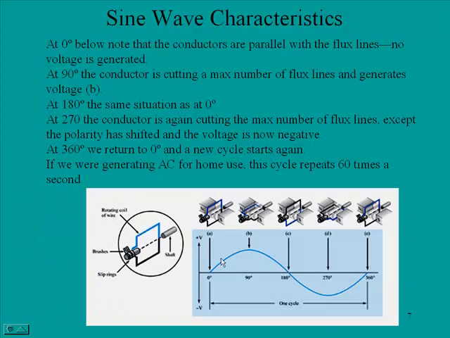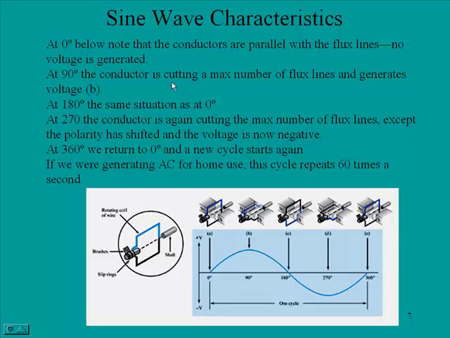Okay, here we have a little more detailed analysis of what is going on. Here we have the rotating coil. At 0 degrees below, note the conductors are parallel with the flux lines and no voltage is generated. So here we see the coil is parallel with our north and south poles, and we're at 0 degrees.